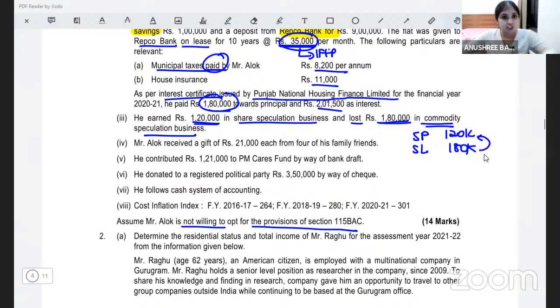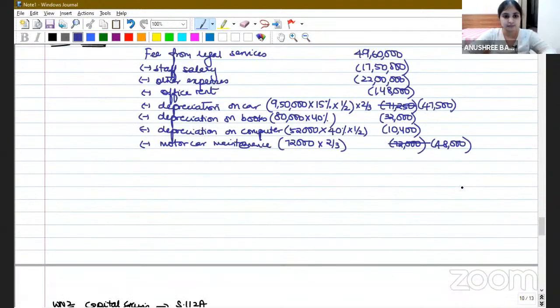So my assessee has made a speculation profit of 1,20,000. Against this, I will adjust speculation loss of 1,20,000. The balance speculation loss of 60,000, I have no choice. I'll have to carry it forward to the next year. Tell me, speculation loss, I am allowed to carry forward totally for how many years? Only for 4 years, right? Speculation loss only for 4 years you can carry forward, and you can set it off only against speculation gain. So remember this.